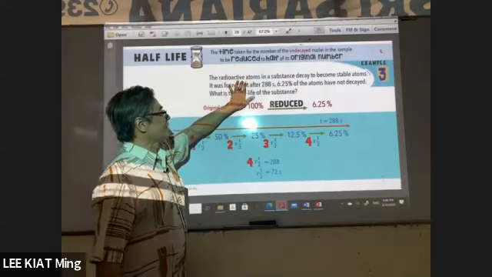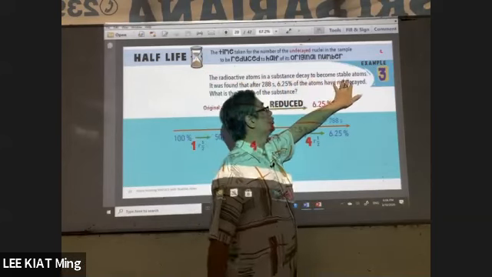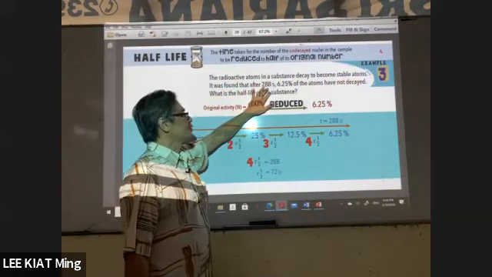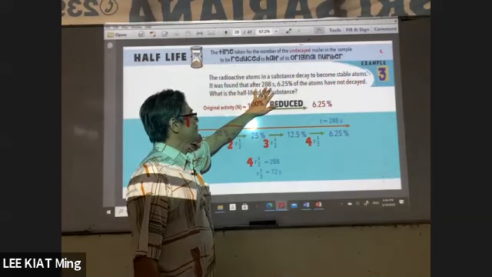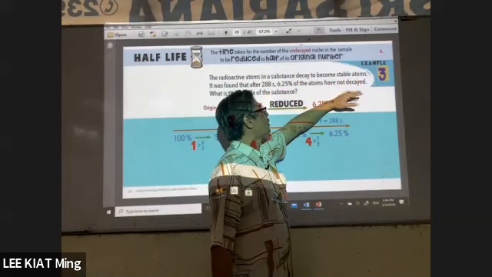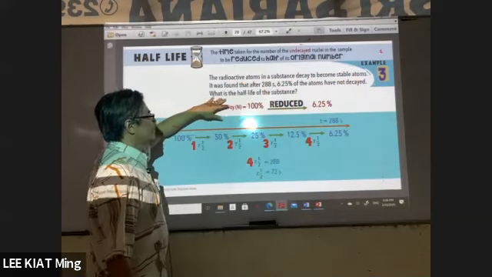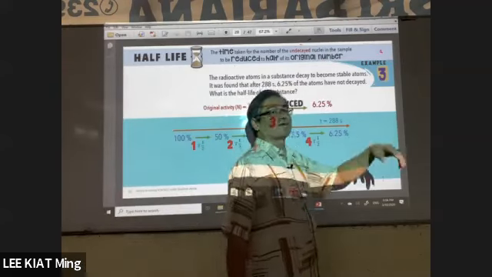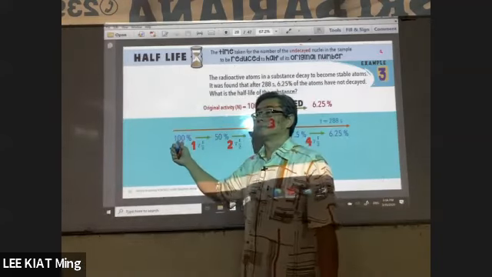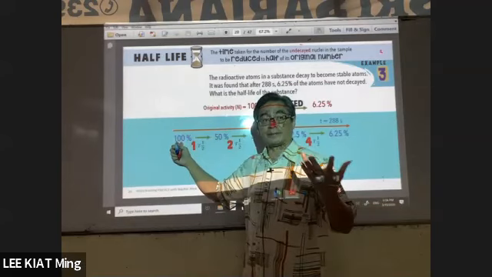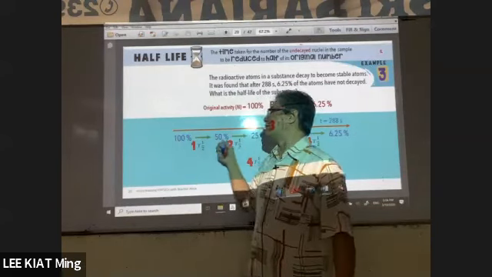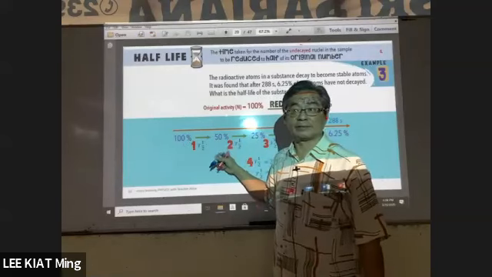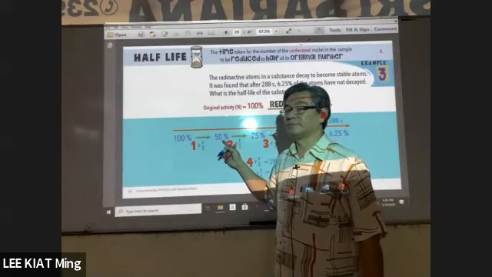The radioactive atom in a substrate decays to become a stable atom. And we found that after 288 seconds, 6.25% of the atoms have not decayed. What is the half-life? So they start with percent. Start from 100%, decay, half is left. This is always the one left. Tertinggal, half left.